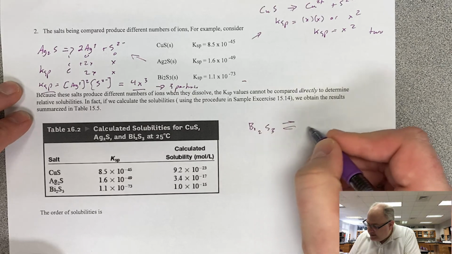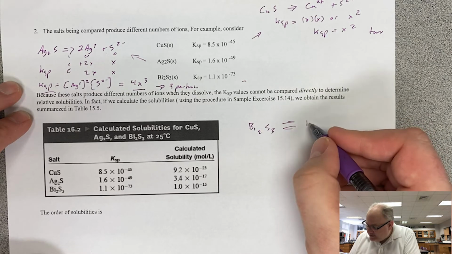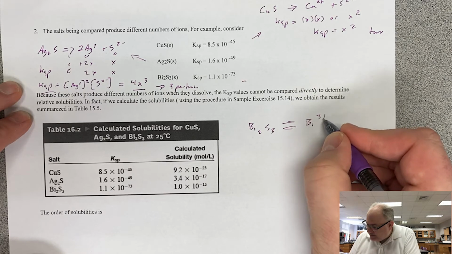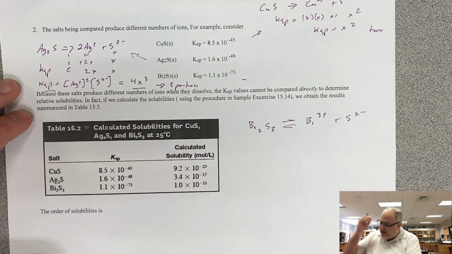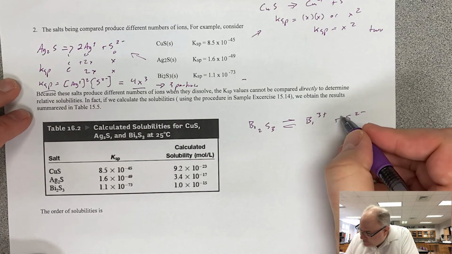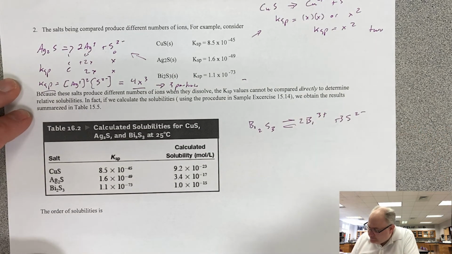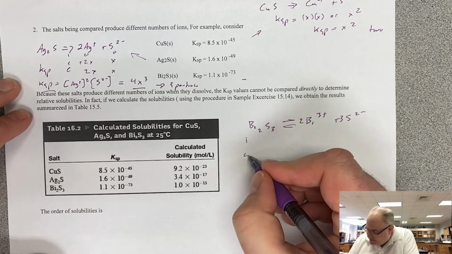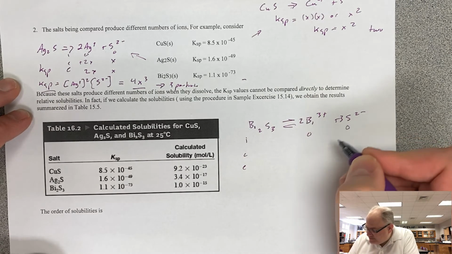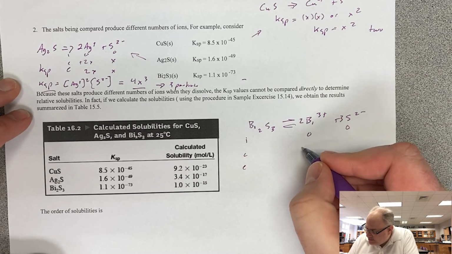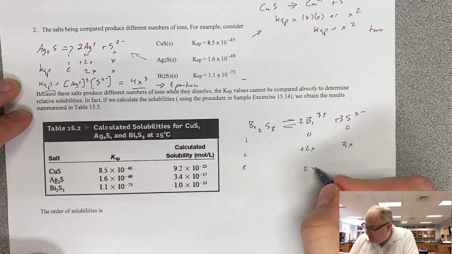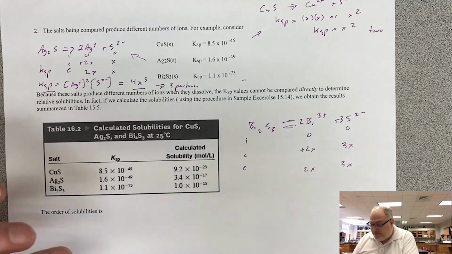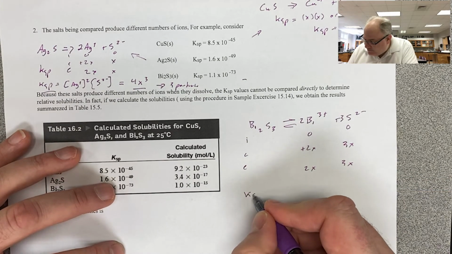Bi2S3. And again, if we do the mathematics on this, this is going to be Bi3+, and this is going to be S2-. And if we are trying to figure out how many of each one we want, we need 3 of this and 2 of this. And if we did an ICE problem for this, we'd end up with 0 and 0 at the beginning, and then here wouldn't we gain 2x, and here wouldn't we gain 3x, and at the end, wouldn't we have 2x and 3x?